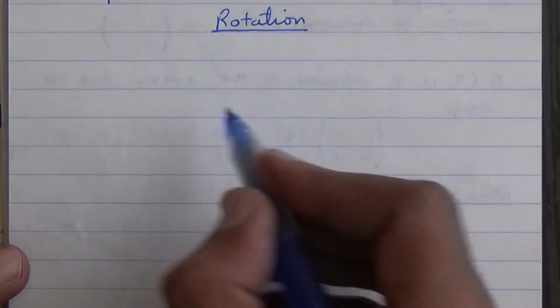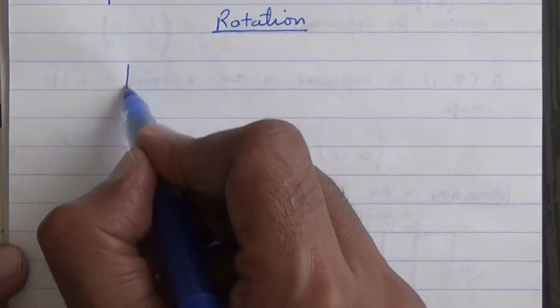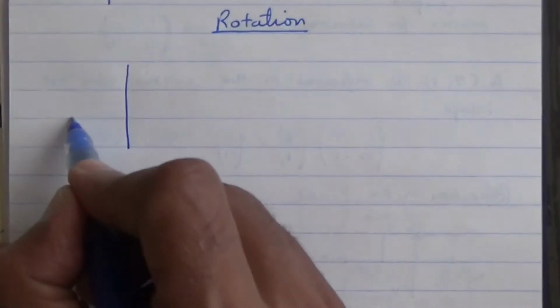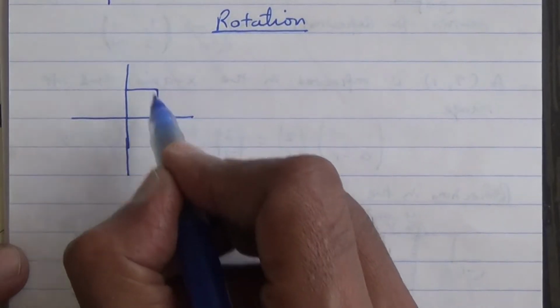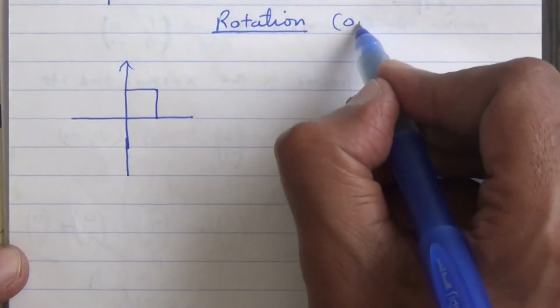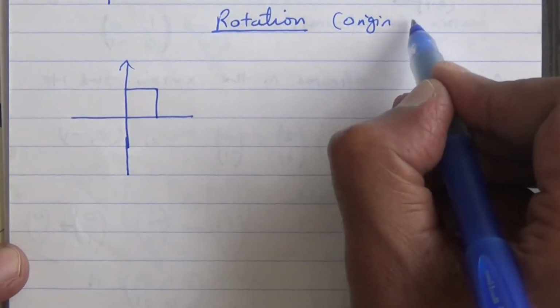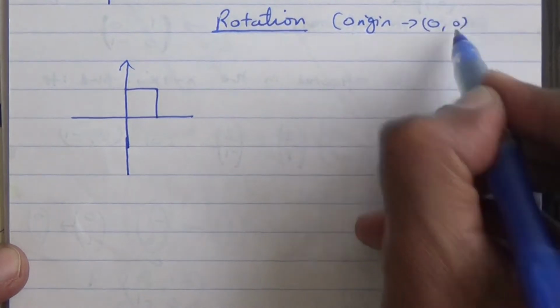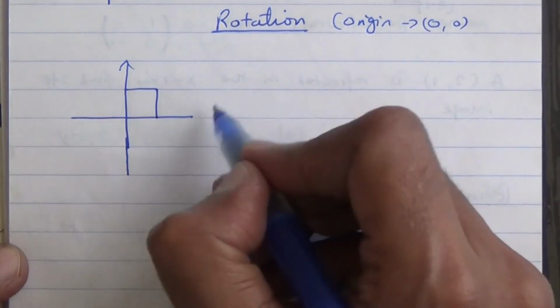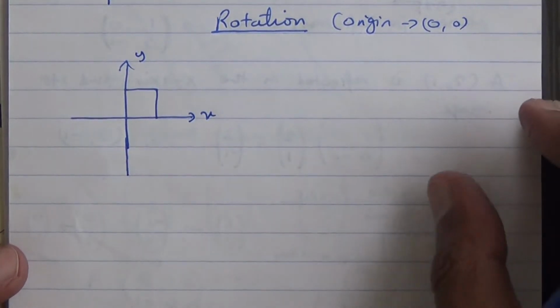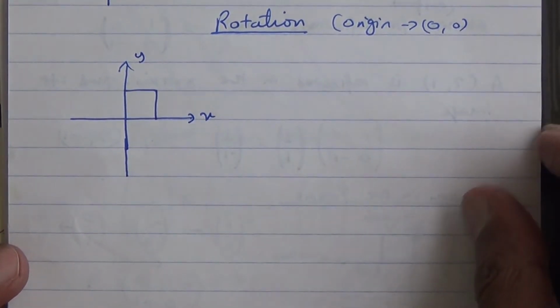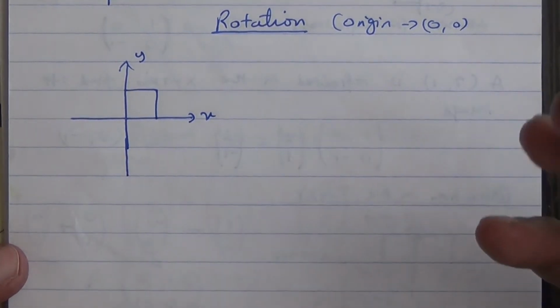Now let's talk about rotation. For instance, you may have an anti-clockwise rotation of 90 degrees about the origin. Origin is 0, 0. Alright. And you have a square here, this is your x-axis and this is your y-axis. Now I'm going to show you how you pull the matrix out. There's no need for you to remember the matrix by heart in exams.